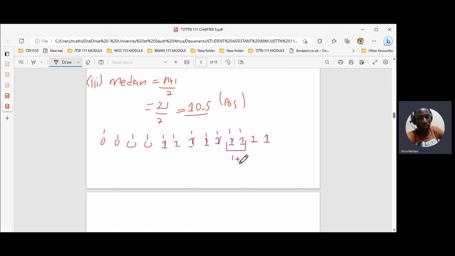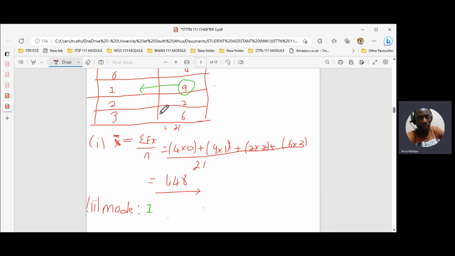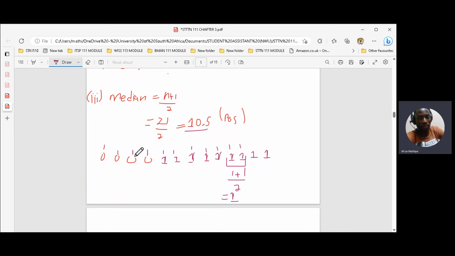Then the median is equal to what? 1 plus 1 divided by 2. 1 plus 1 is 2, divided by 2, which will give you 1 here. Then that's your median. Remember, there's no need for you to write all of them. You just have to check the position. You say, oh, it's 10.5, I'm just going to write 11 values. Then I take those two values and divide them by 2. Therefore, the median is equal to 1.